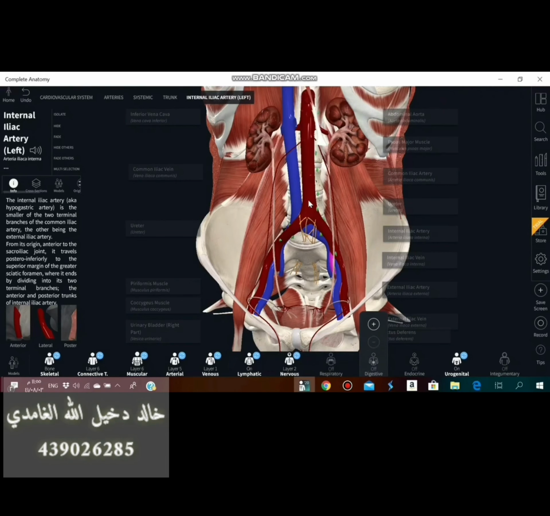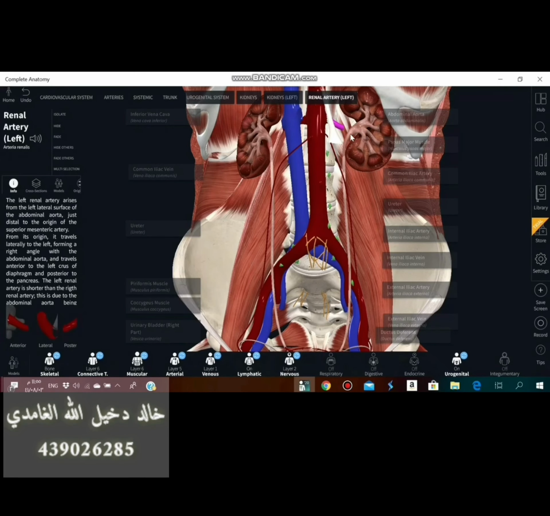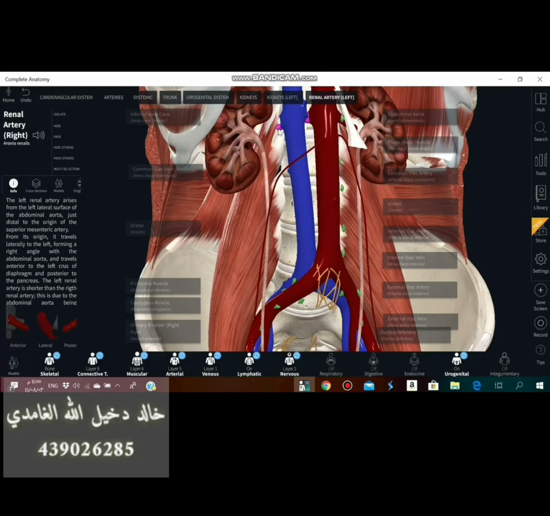Now we will go to the blood supply of the ureters. The upper part of the ureters is supplied by the renal artery. Here we see the renal artery, on the right the same, and this is the renal artery on the left. The middle part is supplied by the testicular artery in males, or the ovarian artery in females.